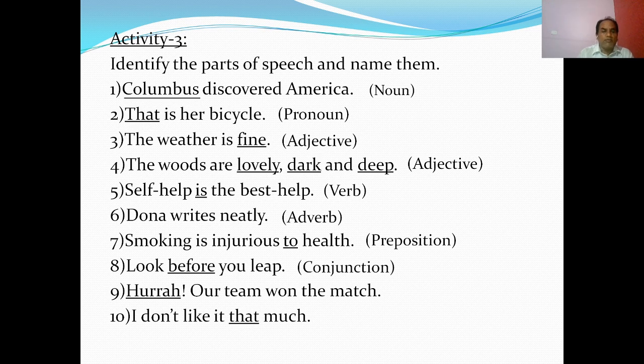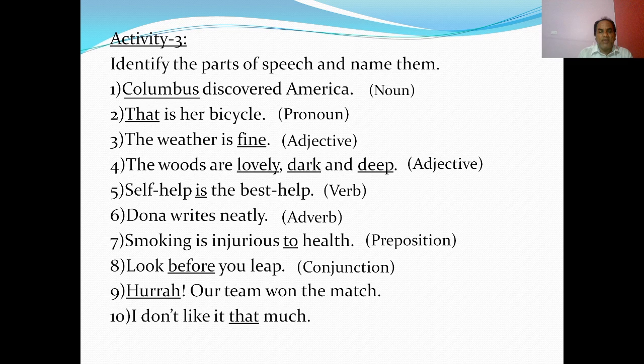Look before you leave. Before is the conjunction. You see, two clauses are there. Look is a clause and you leave is another clause. And before is the joining word, the conjunction. Okay.